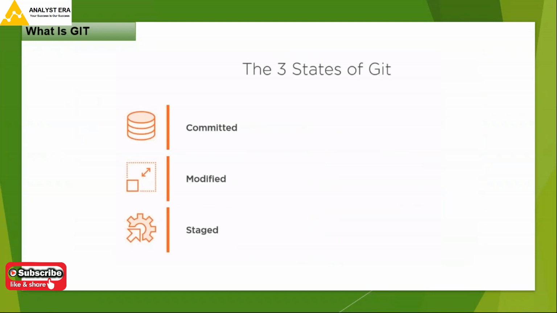So it has a distributed architecture. What are the three stages which are present inside Git?